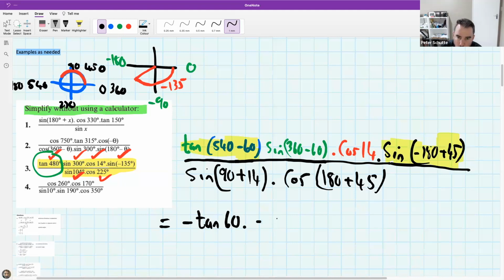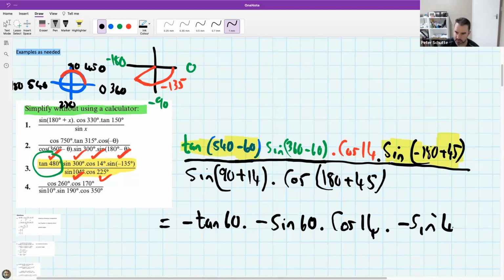That's in quadrant 4, so it's going to become minus sine 60. The cos of 14 is going to stay the same. What is going to happen to this thing? What is the sine of minus 180 plus 45 going to reduce to? So it's going to become, what quadrant is that in? It's in quadrant 3, and sine is negative, so it's minus sine 45, yes.